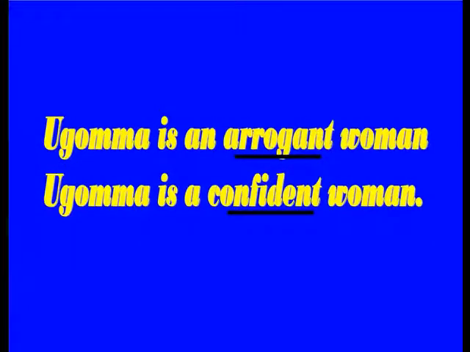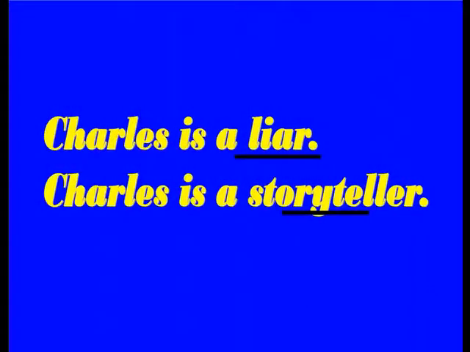Example number 5. Ugomma is an arrogant woman. Ugomma is a confident woman. Our two words here are arrogant and confident. Which one do you think is positive? Definitely confident. And arrogant gives a negative connotation. Let's go to number 6.